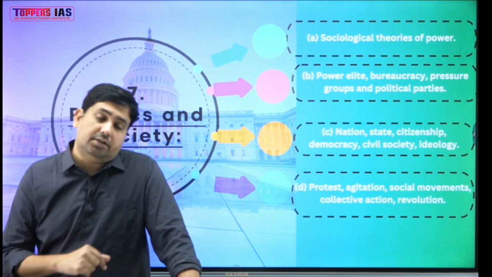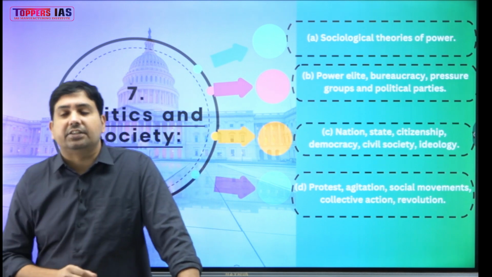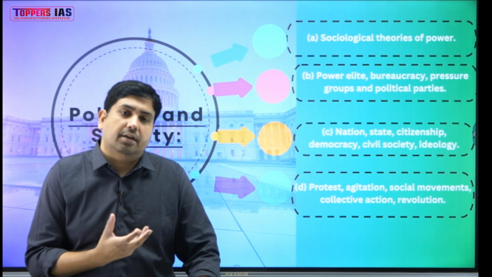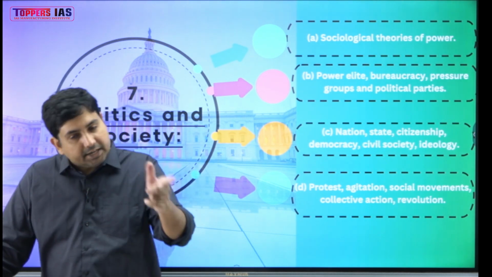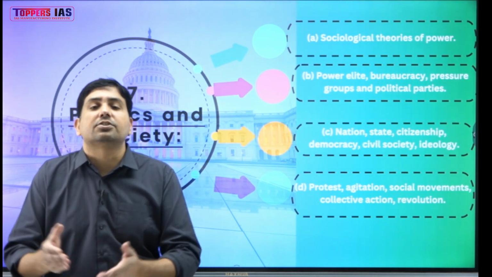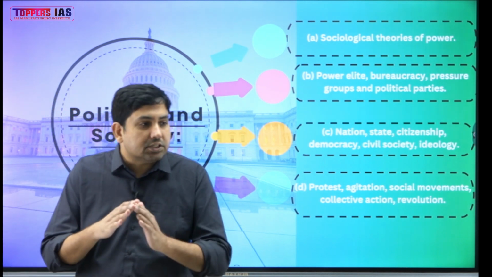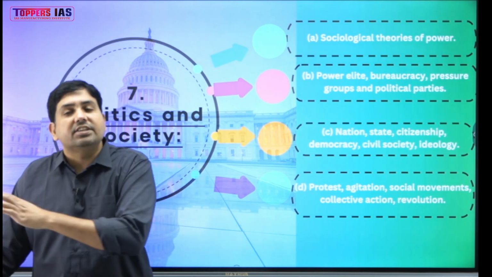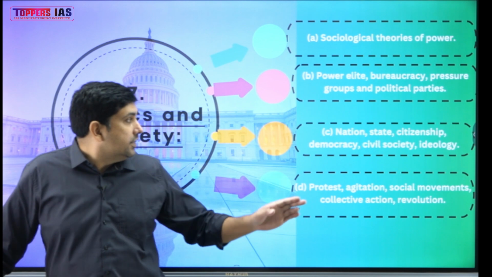Then what is state? State is nothing but a political organization that has sovereign or supreme authority over a defined territory and its population. So the state has its institutions like government, police, military, and it has its own legal system. So the Indian state, German state, such kind of thing. Then there is citizenship.